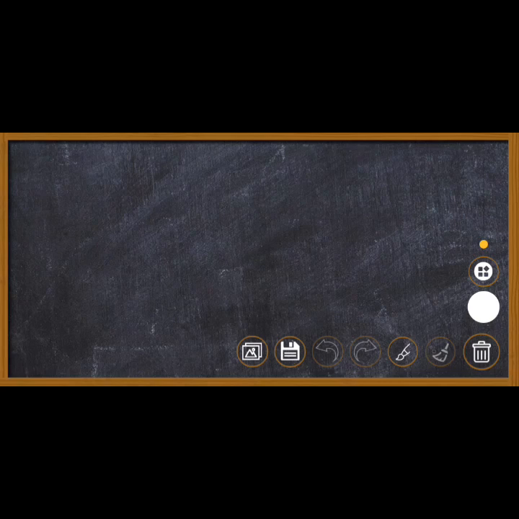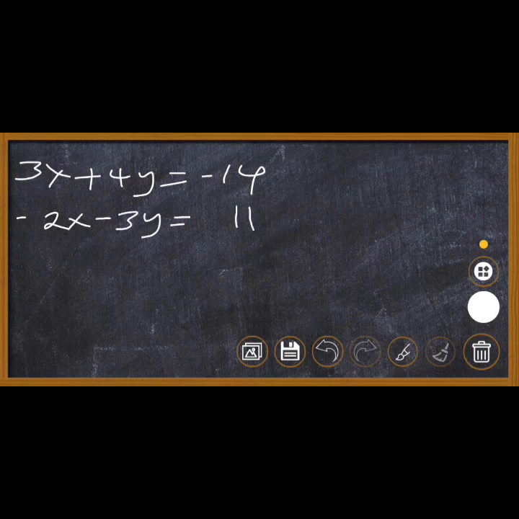So let me give an example of a simultaneous equation. Let's say you have been given 3x plus 4y equal to negative 14. And then we also have, let's say, negative 2x minus 3y equal to 11. So when you have been given such a simultaneous equation, the first thing you have to do is express this in the form of a matrix.